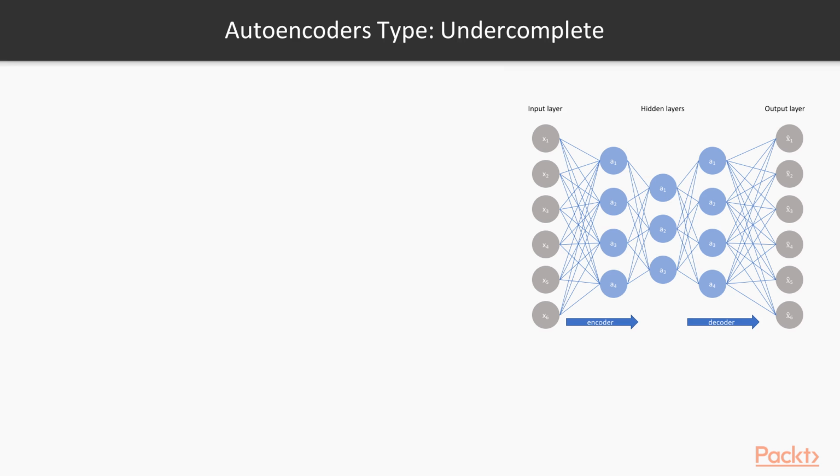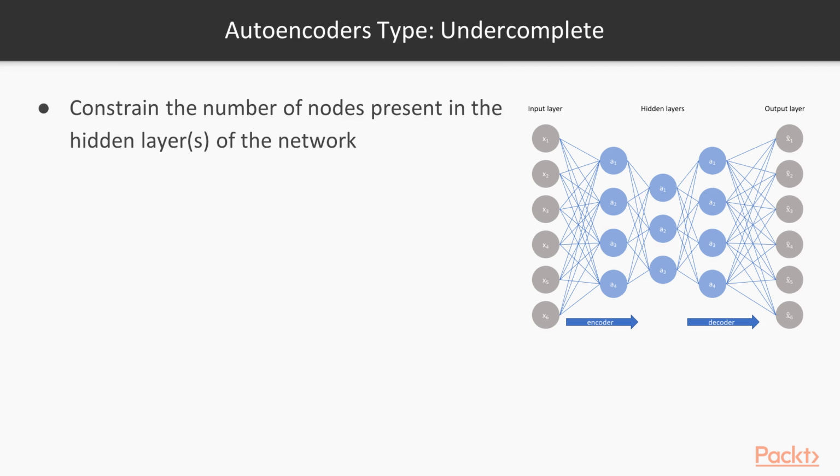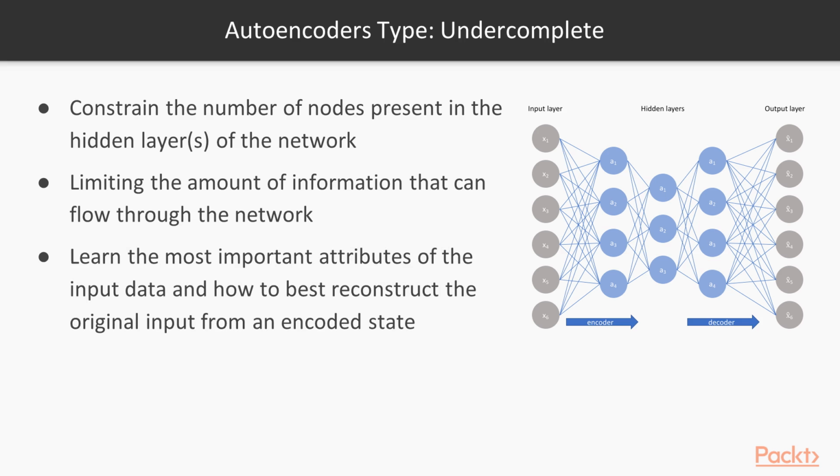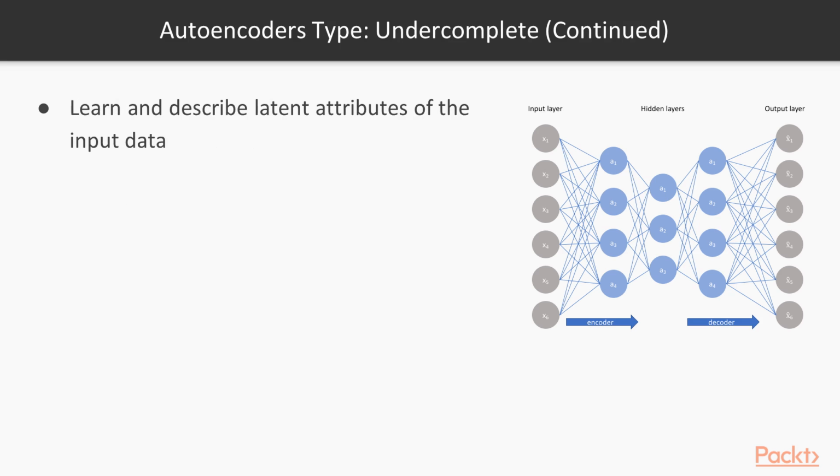The simplest architecture for constructing an autoencoder is to constrain the number of nodes present in the hidden layers of the network, hence limiting the amount of information that can flow through the network. By penalizing the network according to the reconstruction error, our model can learn the most important attributes of the input data and how to best reconstruct the original input from an encoded state. Ideally, this encoding will learn and describe latent attributes of the input data.